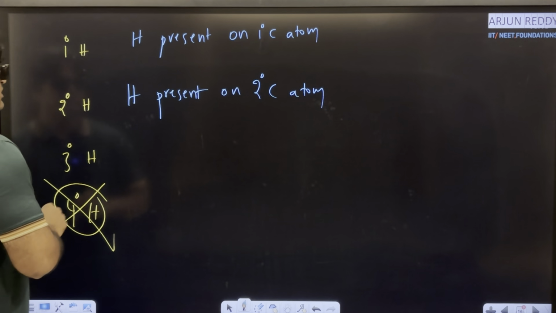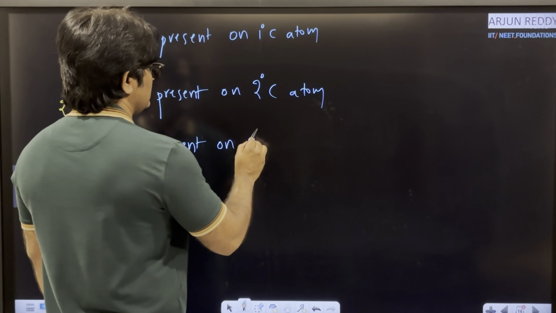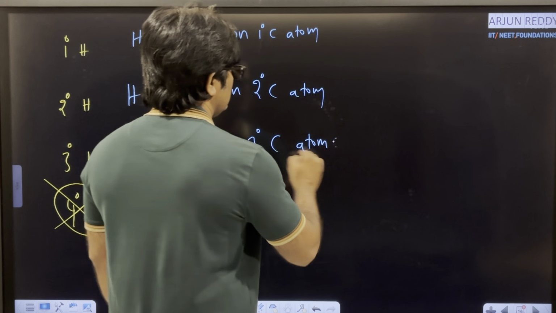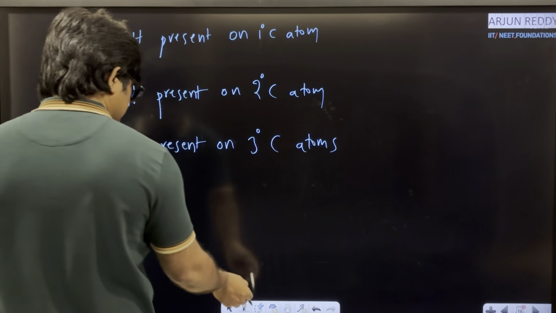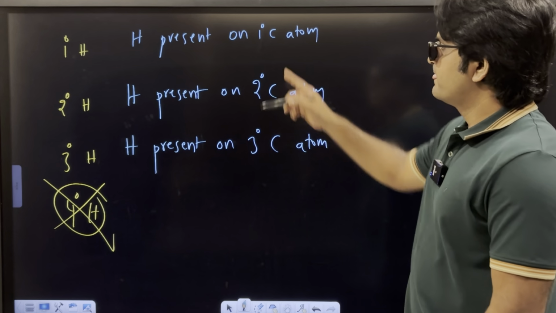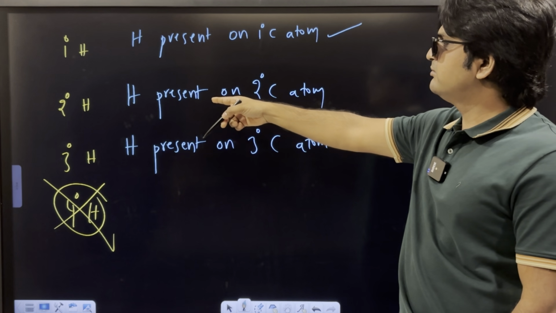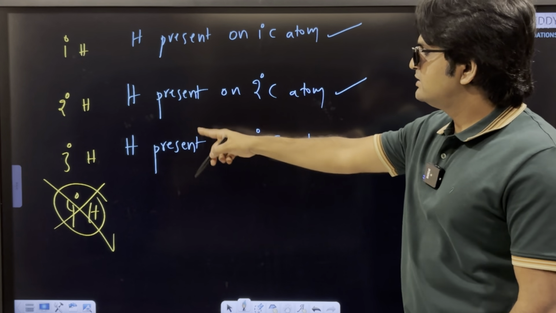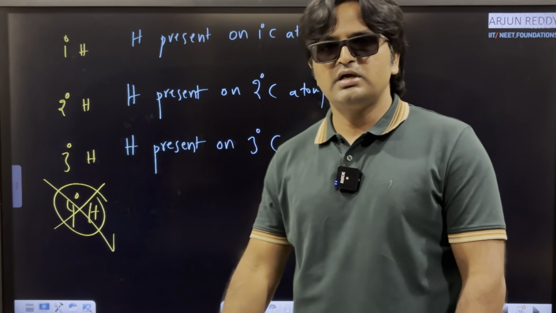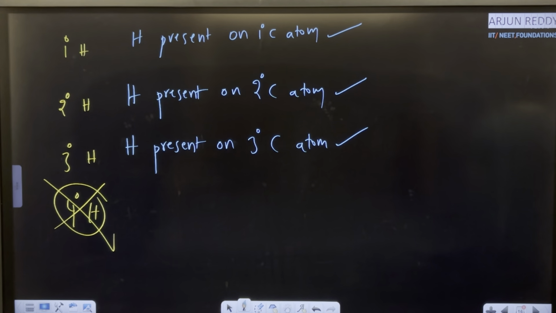Clear? Next one, 3 degree hydrogen. Hydrogen present on 3 degree carbon atom. And there is no 4 degree hydrogen. So 1 degree hydrogen is nothing but hydrogen present on 1 degree carbon atom, 2 degree hydrogen is nothing but hydrogen present on 2 degree carbon, and 3 degree hydrogen is nothing but hydrogen present on 3 degree carbon atom. Is it clear? Fine. These are the types of carbon and hydrogens. One second, let me check. 42 minutes are completed. Let us take up to 1 hour.